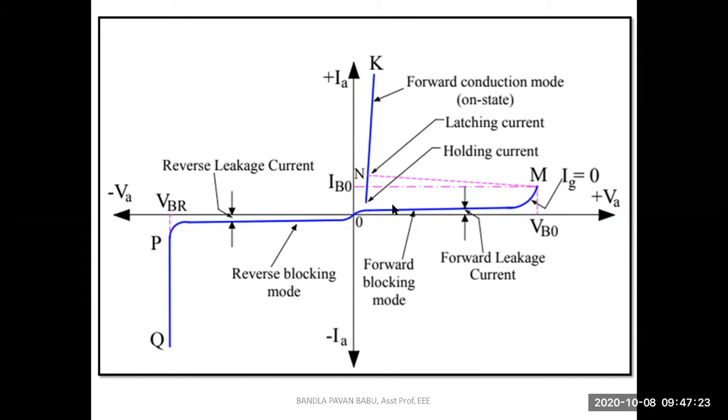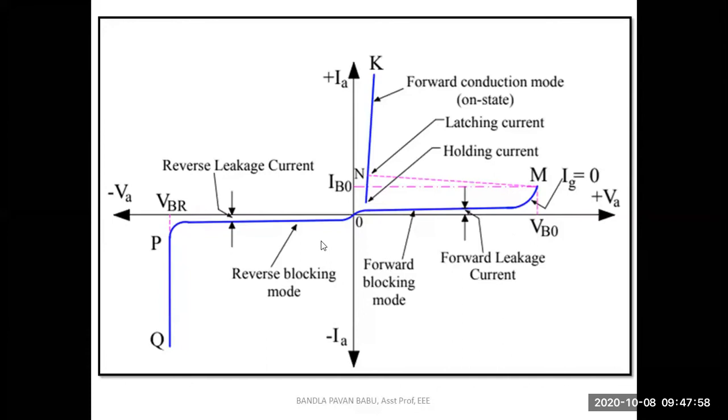This is the VI characteristics of the SCR. Here VB0 is the forward breakover voltage, VBR is the reverse breakover voltage, and here are the points M and N, and a K. IG represents the gate current. Three modes exist: forward blocking mode, reverse blocking mode, and forward conduction mode, which is the on state. The holding and latching current we will see in the upcoming slides.